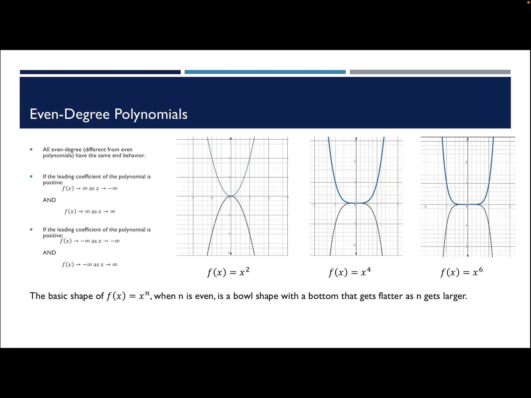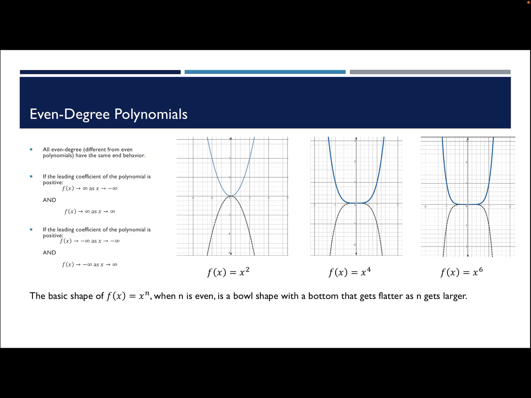An even degree polynomial is going to point upwards if the leading coefficient is positive, which means that when x goes to infinity or negative infinity, the f of x values are going to approach infinity. And if the graph points downwards, the f of x values are going to go to negative infinity if x goes to infinity or negative infinity.